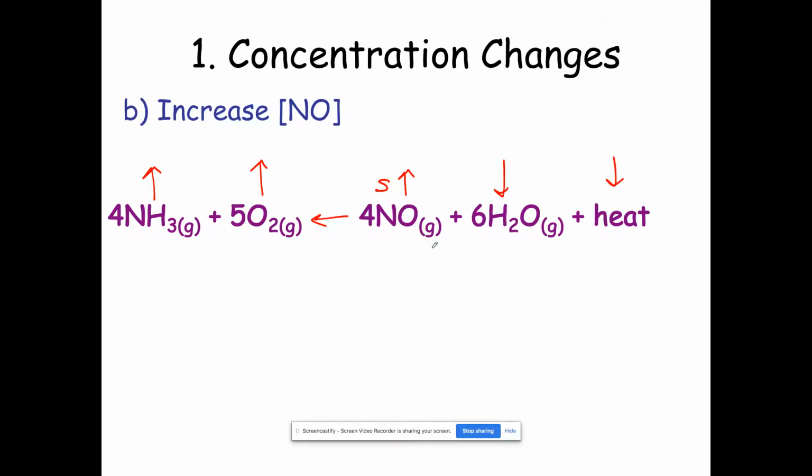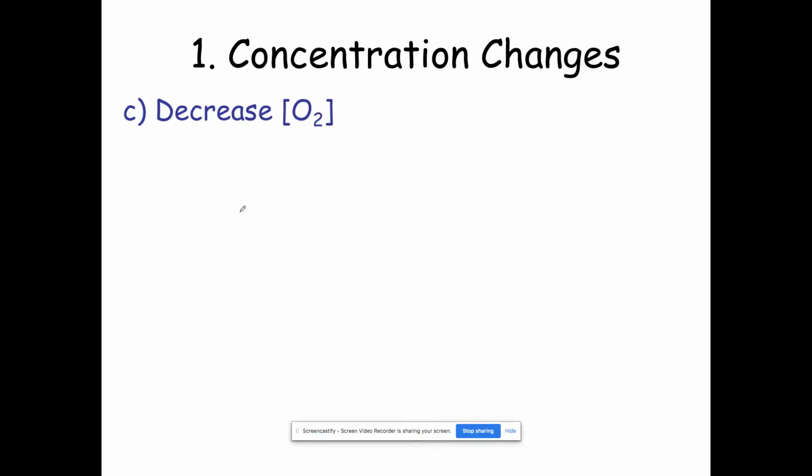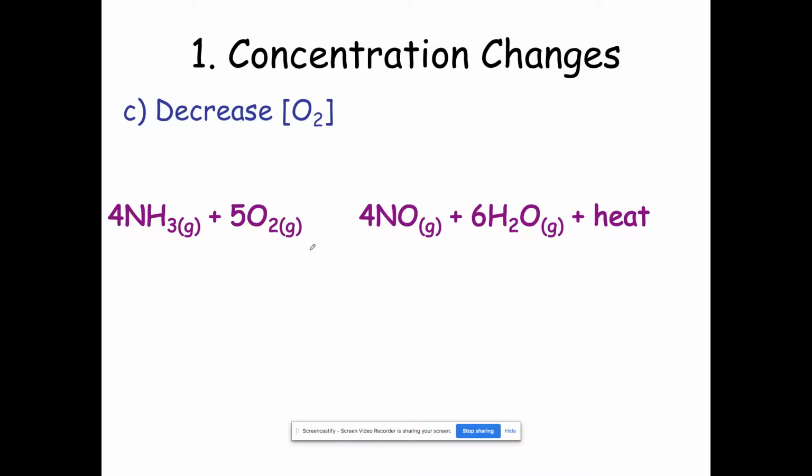So a common question would be, if nitrogen Roman numeral 2 oxide were to increase in concentration, what would happen to the ammonia? You would say it will also increase. What is the direction of the equilibrium shift? If you increase the nitrogen Roman numeral 2 oxide, you would say it would shift to the left. What happens if you decrease something?